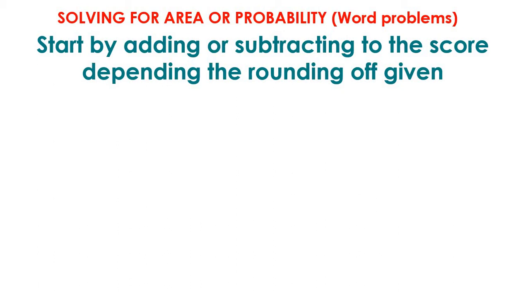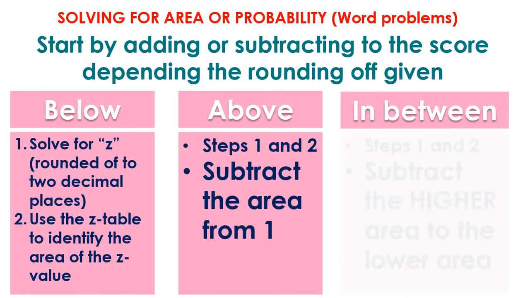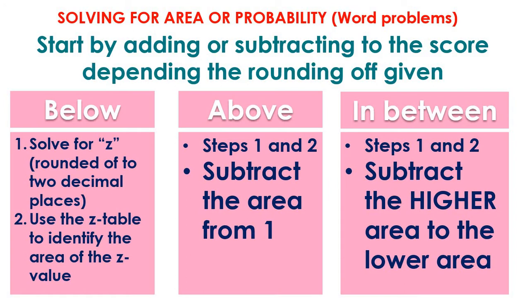But before anything else in solving word problems, we need to start by adding or subtracting something to the score depending on the rounding of given. That will be further elaborated later on, but for now, let's recall how to solve for the area below, above, and between. Now, all of these cases will be solved by solving first for z.